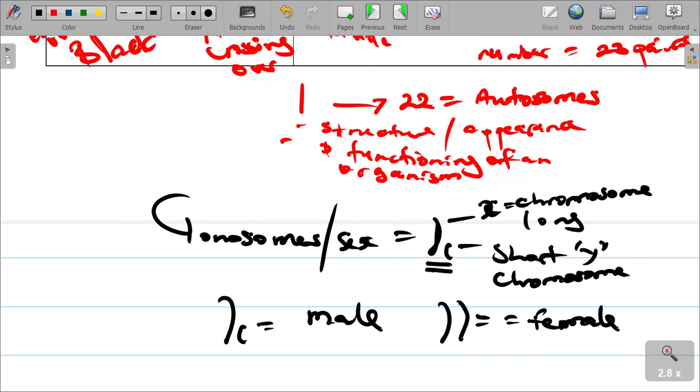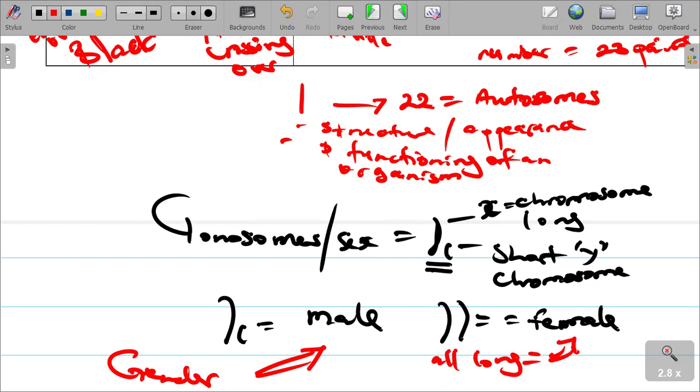I'm sure I've already given you more detail here now that you should know. Questions would come where you are asked, what is the gender of the karyotype in question? Identify the gender in question on the karyotype. If it is like that, it's a male. And if it is all long, it is equal to a female.